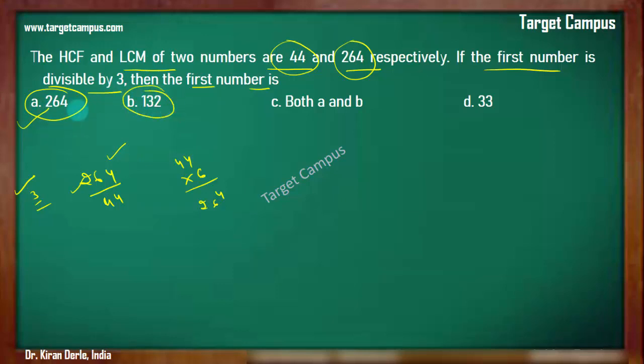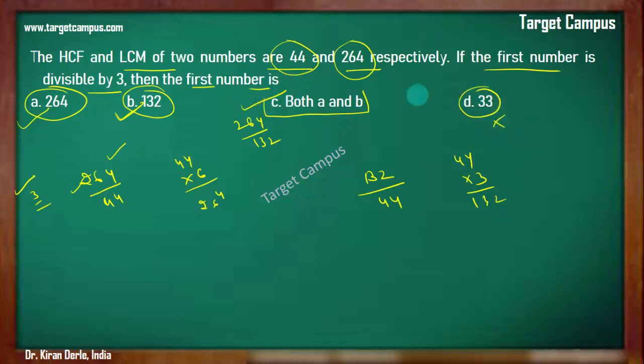Let's check 132. 132 should also be divisible by 44. 44 into 3 is 132. Yes, the first condition is met. Now it should be a factor of 264 also. Yes, 264 is divisible by 132. So this can be the number. Both A and B is the third choice, which should be the right choice.